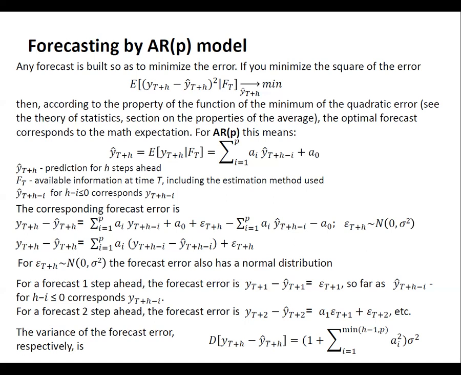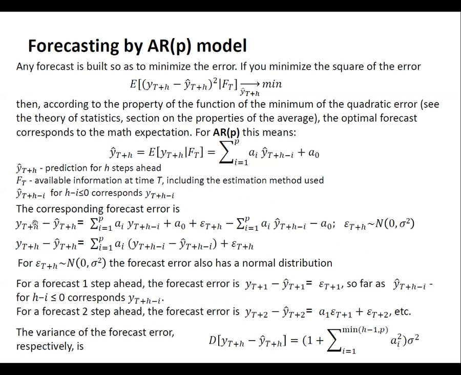In essence, this will simply be the formula of the autoregressive process: the autoregression coefficients, the sum up to the order p, and the actual values or previous predicted values with a lag. That is, if we make a forecast one step ahead, the previous values are taken. If a forecast is made for 2 steps ahead, the forecast one step ahead plus the last known value is used as factors. And of course, plus a constant, a0.